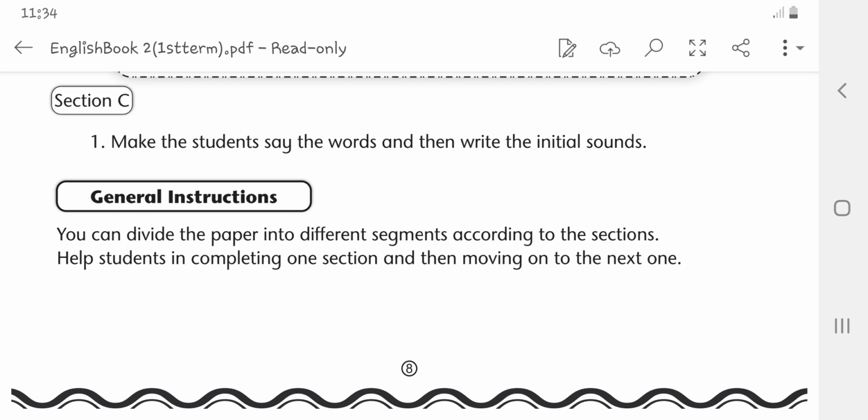So, according to your class dynamics, according to the strength of your students, according to your own time, by all means, divide this paper and then give it to the students. Support them as much as you can, so that the exam reflects the true capability of the students, and it also reflects the true level of English they have grasped in the first term in grade 2.